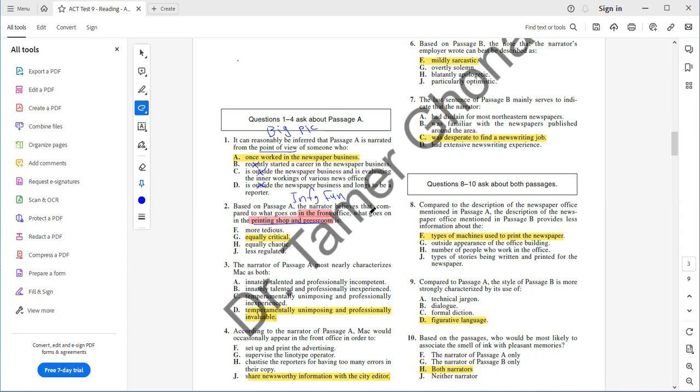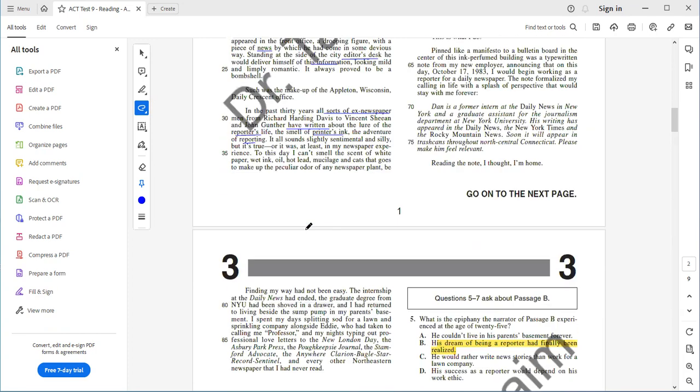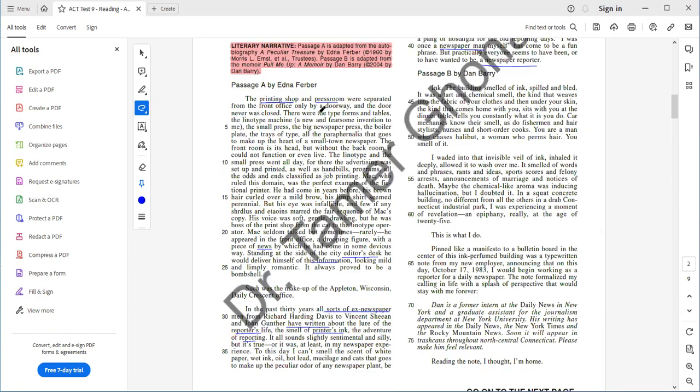It says, the narrator believes that compared to what goes on in the front office, what goes on in the printing shop and press room. Let's go here. I think we read it. A front office here and the printing shop and press room. So we're going to find the answer here. Can you read, please?